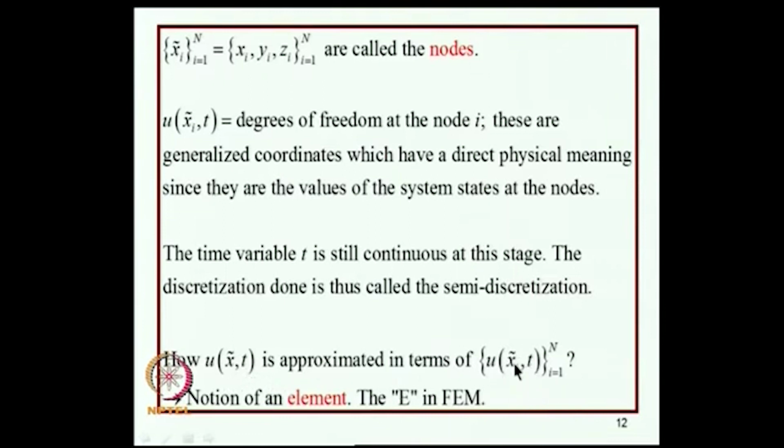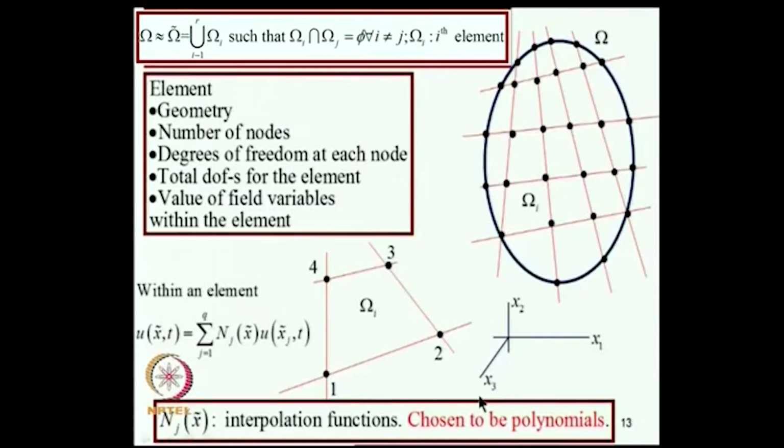these degrees of freedom. This leads to the notion of element, the E in the finite element method. What does that mean? You consider a domain omega, and suppose I partition this omega into a set of elements, i equal to 1 to r, as shown here; this is one ith element. We say that these omega i's, whose union makes up the domain, have no intersection between them. That means omega i intersection omega j is a null set for all i not equal to j, and omega i is known as the ith element.